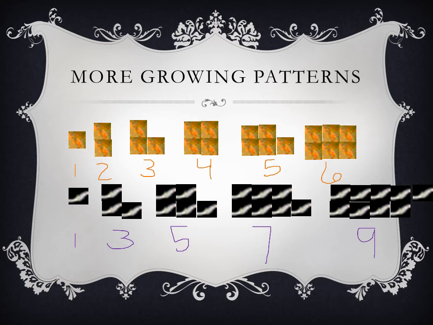And then we have 7 for our next one, because we know 5 plus 2 is 7. Because remember, each time we are adding 2 more on. Then our last one is 9, because 7 plus 2 is 9.